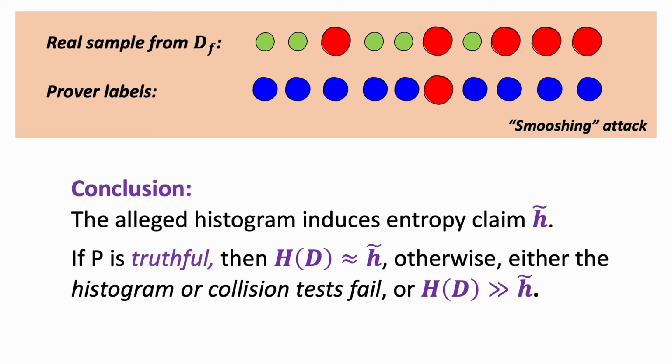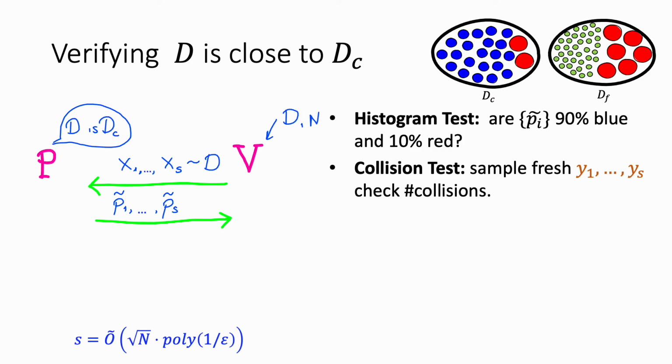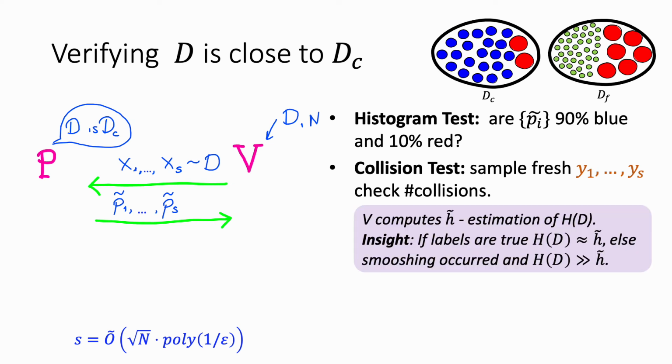We are now ready to wrap up the protocol. After performing the collision test for both blue and red samples, V computes an estimation of the entropy of D achieved from the sample histogram. We are now left to identify the case that this entropy claim is close to the real entropy, or significantly smaller than the real entropy.